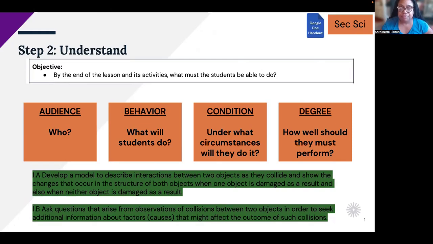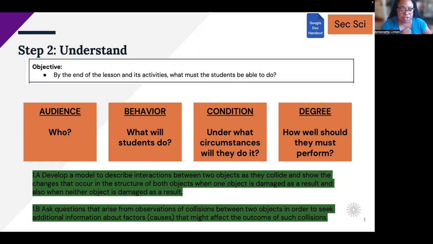Okay, so now let's make sense of what we just read, because this is where lesson integrity starts to become visible. The audience tells us who is learning. That part is usually straightforward. But even here, we should already be thinking instructionally. Who are the learners? What prior knowledge, language, and experiences are they bringing into the lesson? Next, we have behavior.